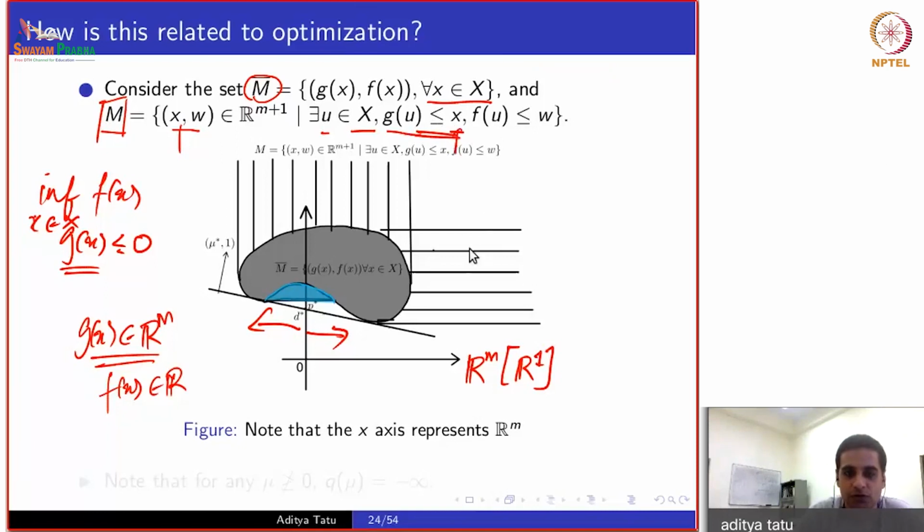So let's take this point over here, x comma w. How do I find if this point x comma w is in the set M or not? Does there exist a u in X such that the value g(u) is strictly less than x? That means g(u) should be on the left hand side of x. If I take this point, is there a point in my set X whose inequality functions have a value less than this x coordinate? Is there a point?